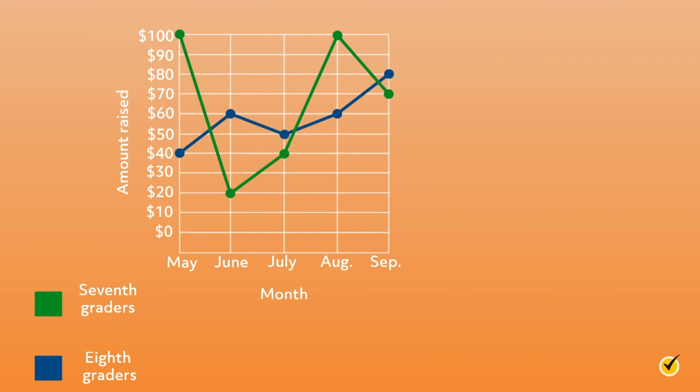The two data sets are graphed in two different colors, blue and green. By reading the key beneath the graph, we see that green represents money raised by 7th grade students, and blue represents money raised by 8th grade students. Let's use this information to answer some questions.